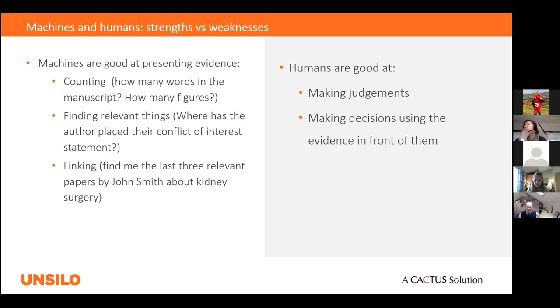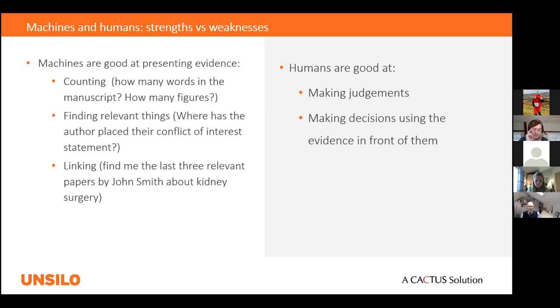That gives some indication of what machines and what humans can do. So machines are great at counting. Machines can count the number of words, the number of figures, and for a human to count the number of words in a manuscript would be challenging. Machines are good at finding things. Even in an academic article, which is only a few thousand words long, it takes several minutes to scroll through an article to find the specific reference to, say, a figure or a table.